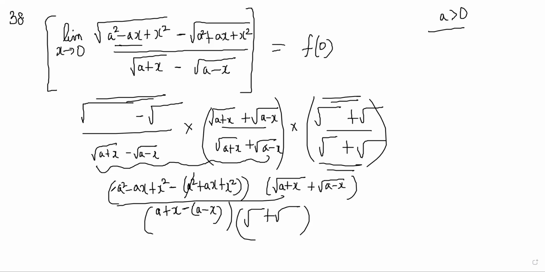This becomes a square cancels, minus ax minus 2ax, and x square cancels, right? Here you have minus 2ax, here you have a cancels, and this becomes 2x, right? Correct. Are you getting this? This is 2x, this is minus 2ax.